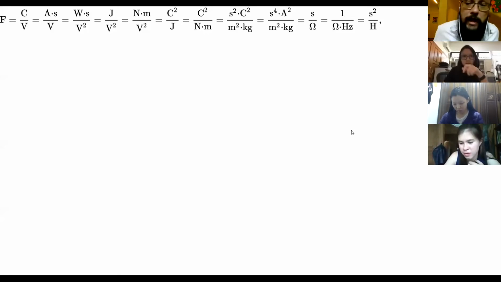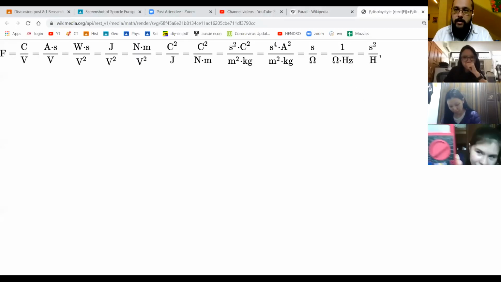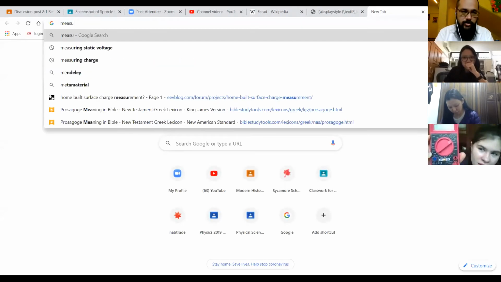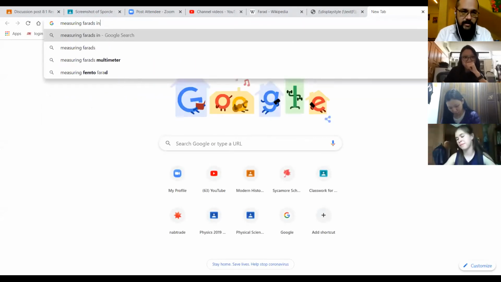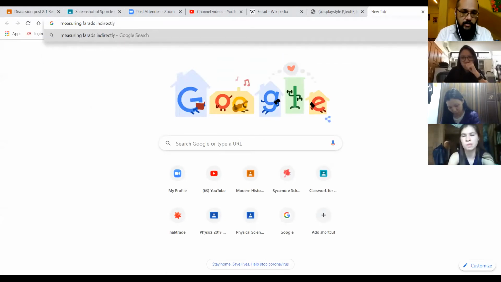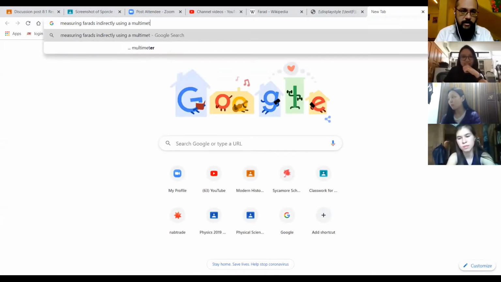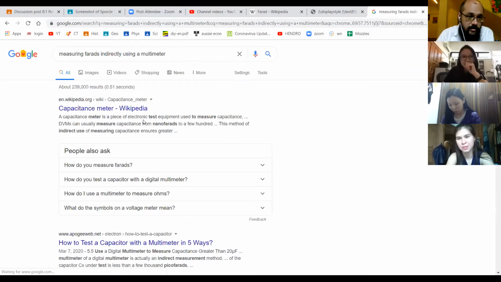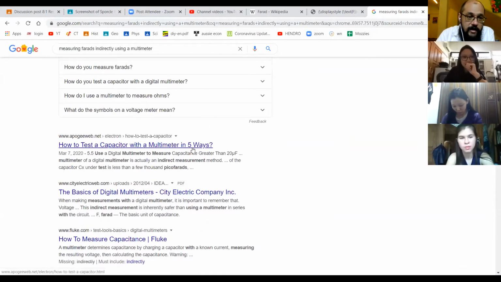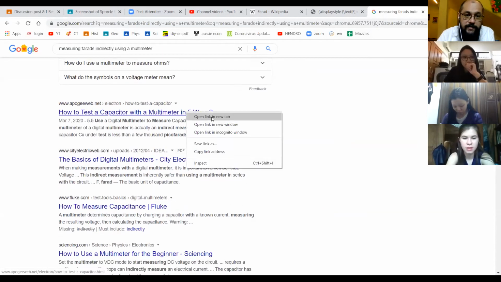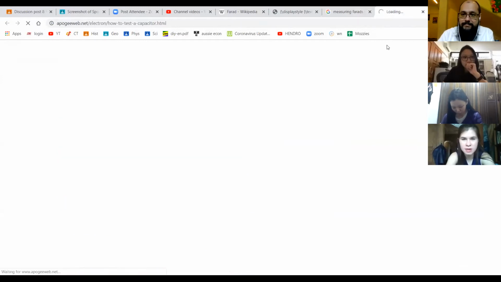Right, so you will have to measure indirectly. Some multimeters will actually have farads on there. Otherwise, you can do it indirectly. Which means, which one? Measuring farads indirectly using a multimeter. Someone is going to have somewhere to do this. How to test a capacitor with a multimeter in 5 ways. So somebody here must have something.